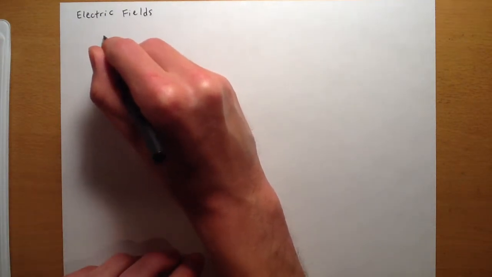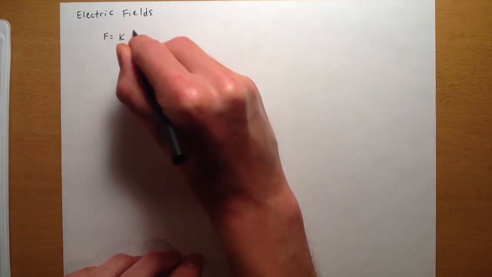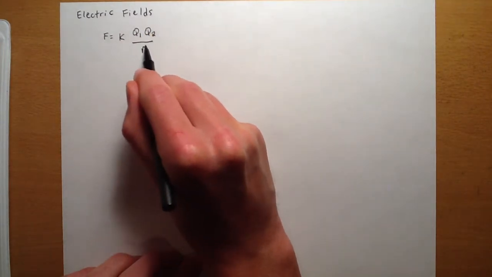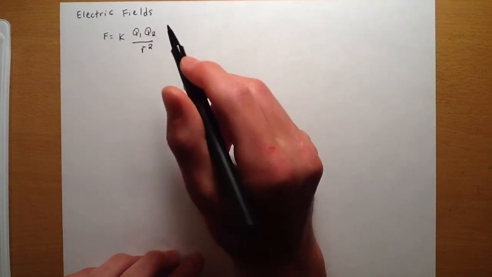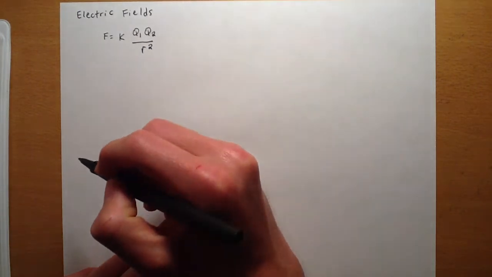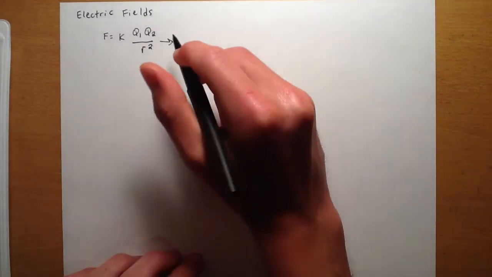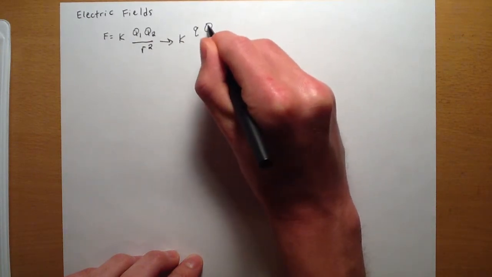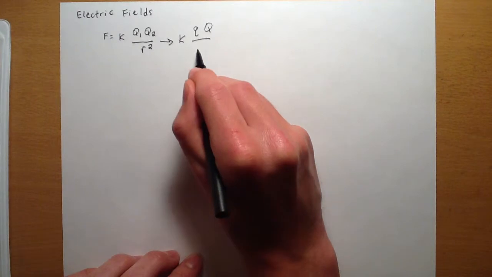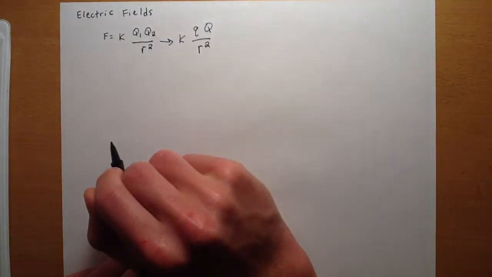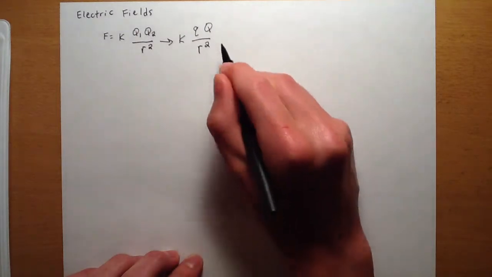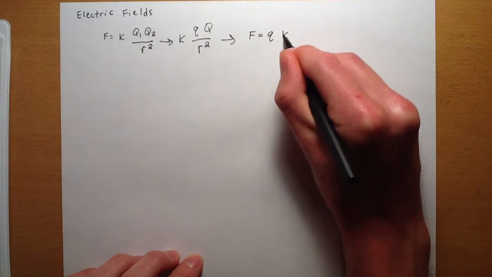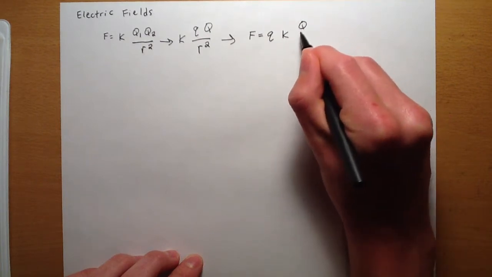And Coulomb's law is force equals K, the charge 1, times the charge of object 2, over the distance between them squared. But we're going to rewrite this equation so we can apply it to electric fields. We're going to rewrite it as K times the small charge times the object charge over the distance between them squared. So now we have force equals q times K, big Q, over R squared.